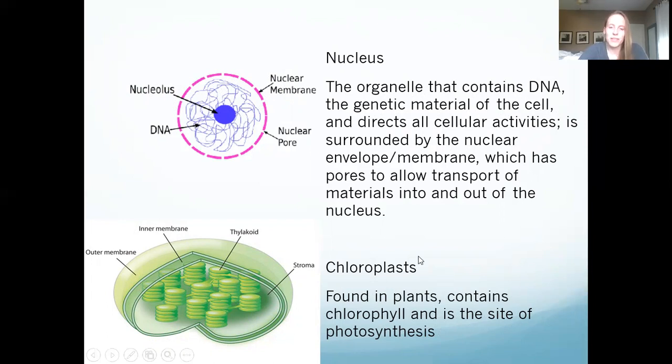Chloroplast is found only in plants. It's where the chlorophyll is, which is what is responsible for photosynthesis. So chloroplast is the site of photosynthesis. That's why it's only in plants. You can recognize it in a diagram because it has these little stacks of pancakes inside of it. And we'll talk more about the structure of that later. But yeah.